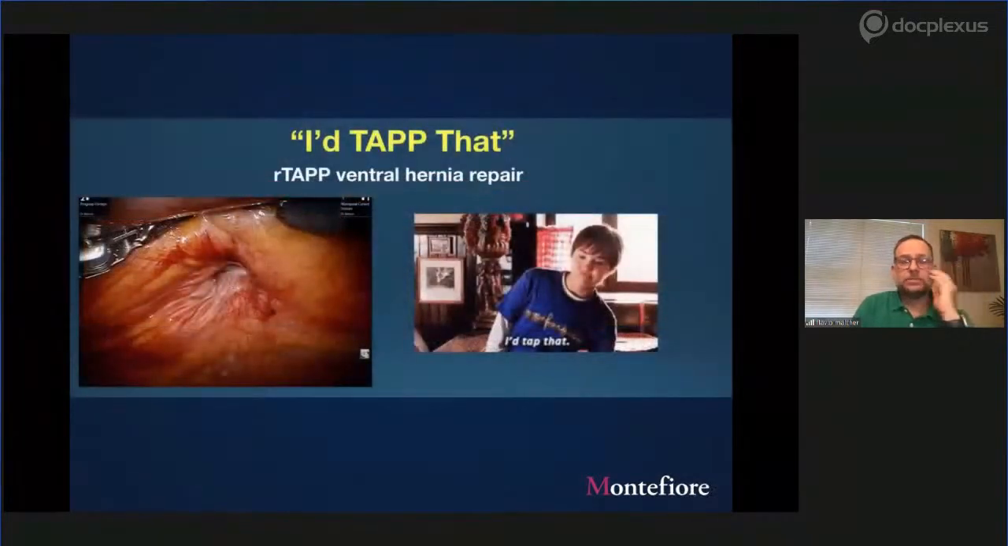So that is the final slide from Conrad. He has his motto, I'll TAP that, and he does it for almost everything. But to be honest, he has changed over the last month. I see more and more E-TEPs in his videos, so I think he's finally recognized that a total extraperitoneal approach is interesting.